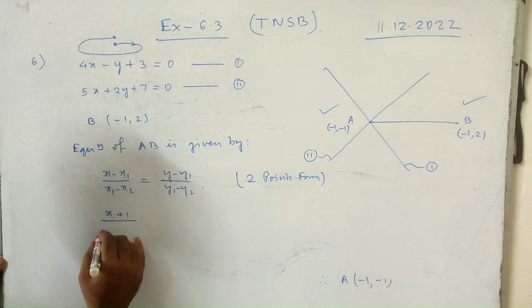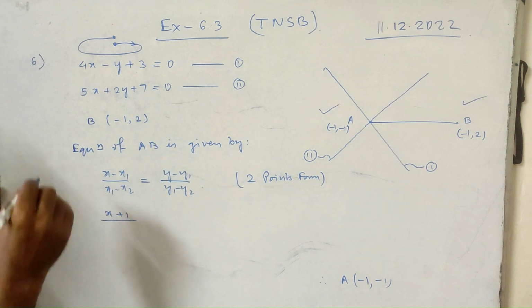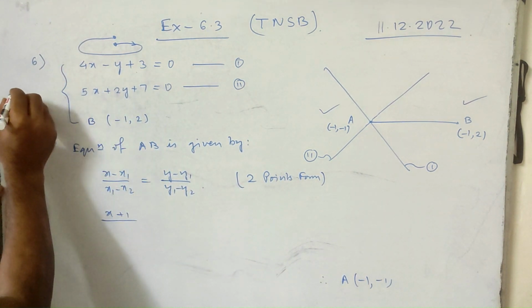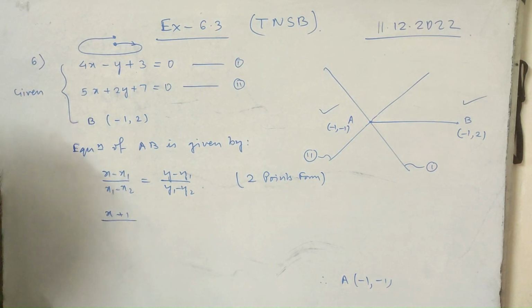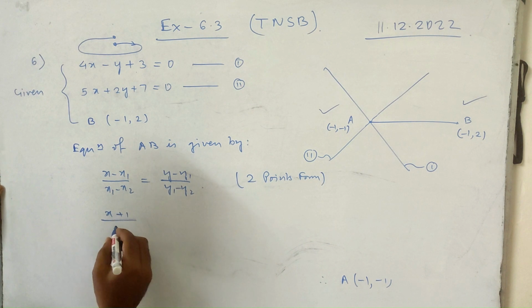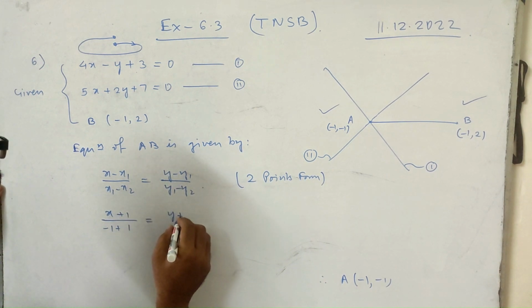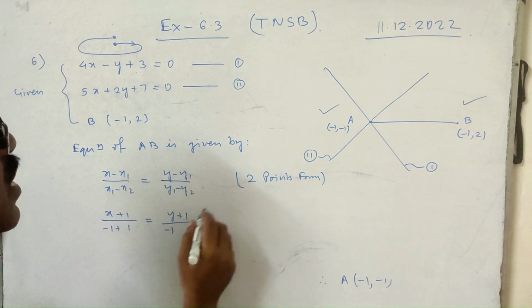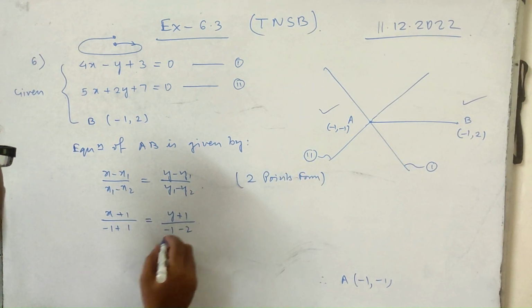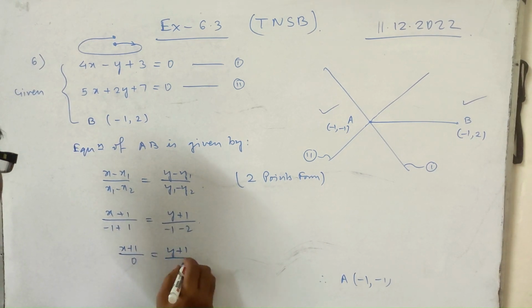Am I right? How did we get the point B, sir? It is given in the question. All these things are given in the question, right? So x minus x1, x1 minus x2, x2 is again 1, so plus 1, right? y minus y1, because it is minus 1, it will be plus 1, and y1 minus y2, so minus 2. x plus 1 by 0, y plus 1 by minus 3.